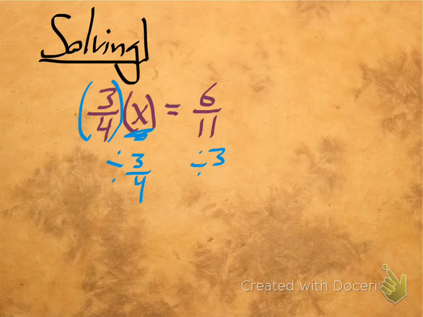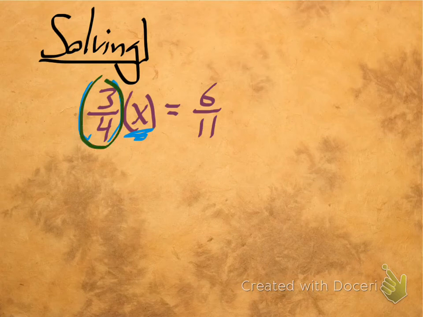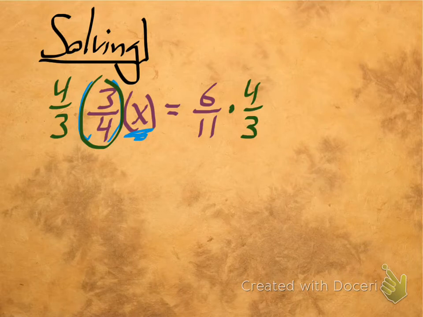So let's not even write the divided by 3/4. Let's just back that right up, and instead, let's multiply both sides by the reciprocal of 3/4. So this side will get multiplied by 4/3, and this side will get multiplied by 4/3. Now let's look at what cancels here.